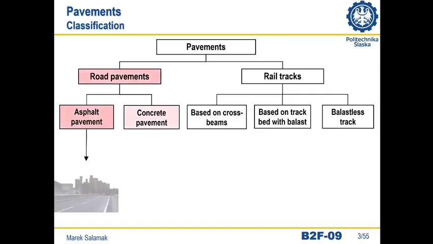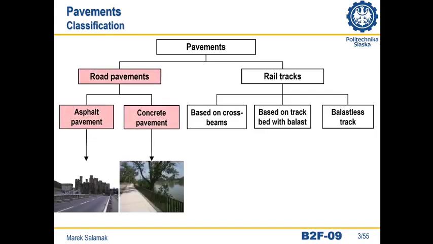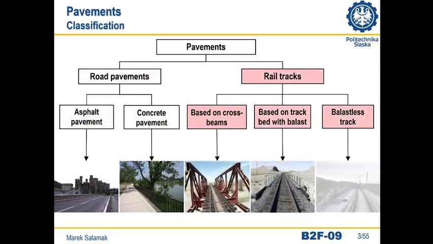First of all, the pavement depends on the function of the bridge. So we have road pavement and rail tracks. On road bridges, we have asphalt and concrete pavements, and definitely asphalt is the most common. On railway bridges, we have rail tracks, which can be based on cross beams or track bed with ballast aggregate, and also ballastless tracks.